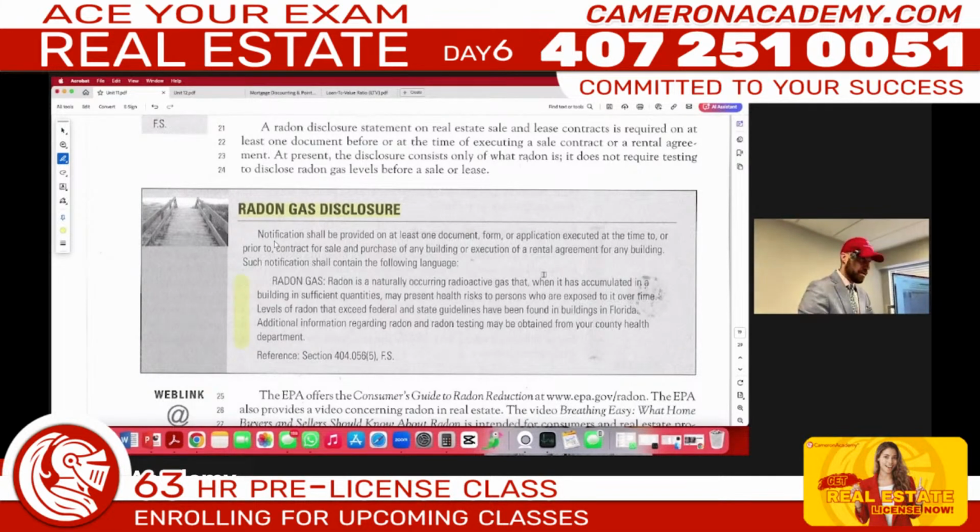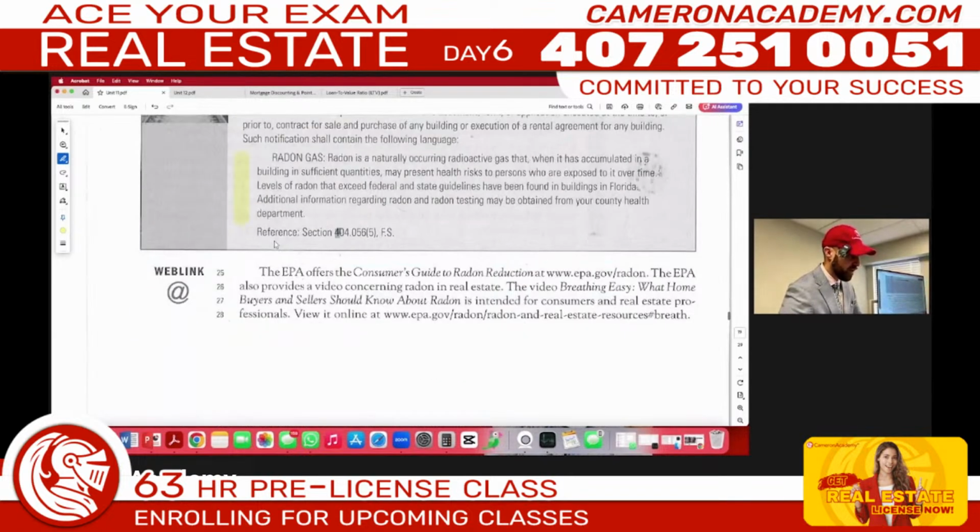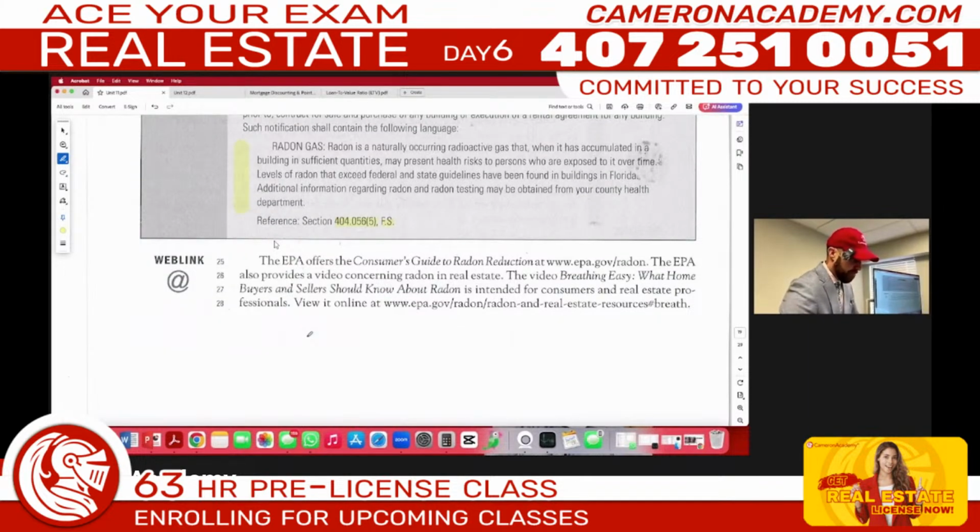Has to be disclosed in the sale contract. There's a section of the sale contract. This is according to chapter 404 of the Florida statutes, which requires this. Let's move on.